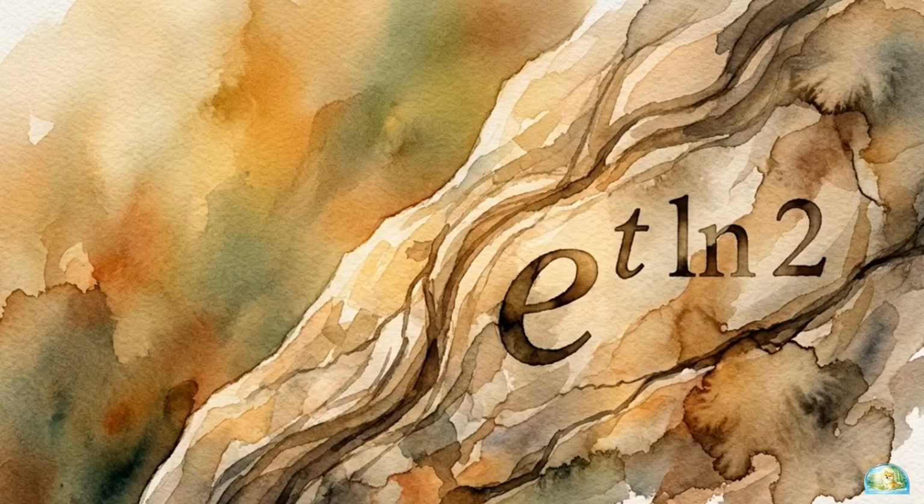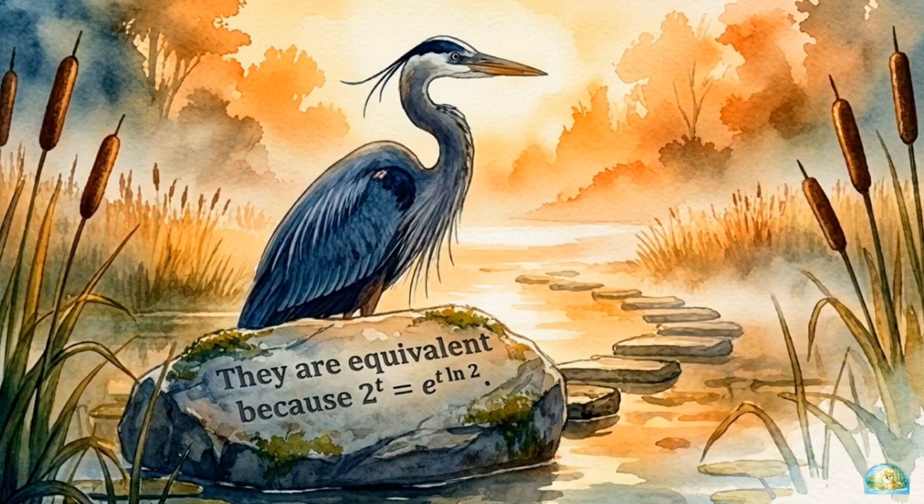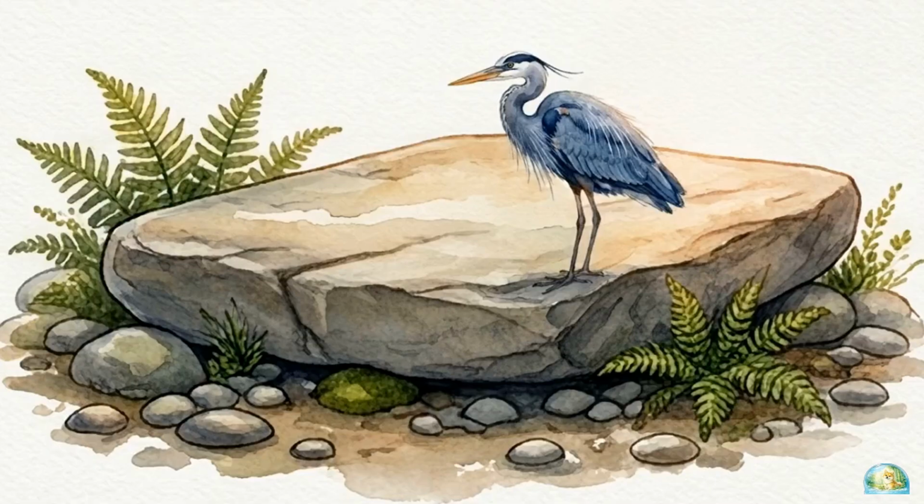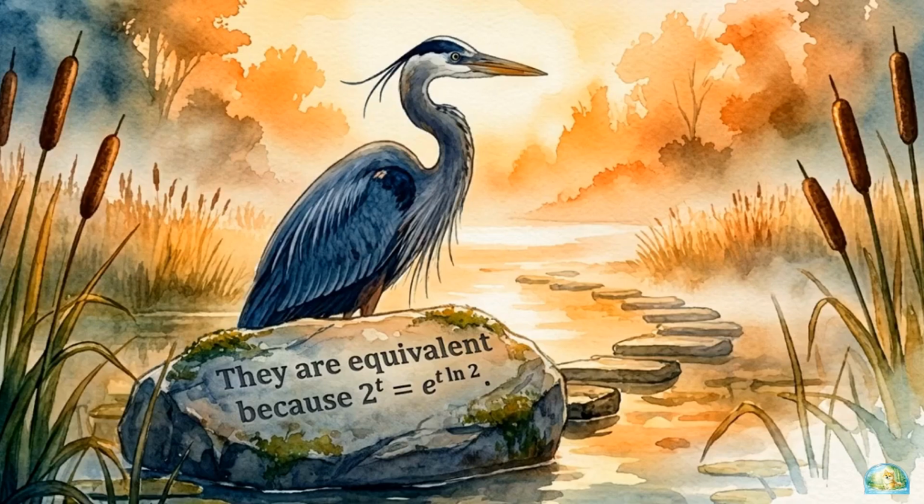Using a base of 2, we see that 2 to the power of t is equal to e to the power of t times the natural log of 2. Since these bases are equivalent, multiplying both by 400 ensures they produce the exact same results for any value of t. The 2 distinct forms are mathematically identical, stabilizing the landing zone. They are equivalent because 2 to the power of t is equal to e to the power of t times the natural log of 2.